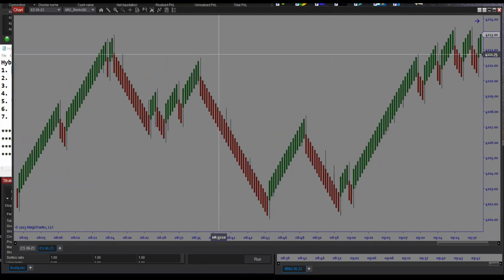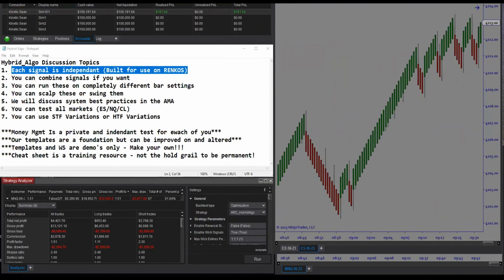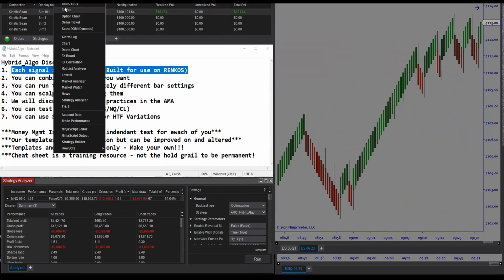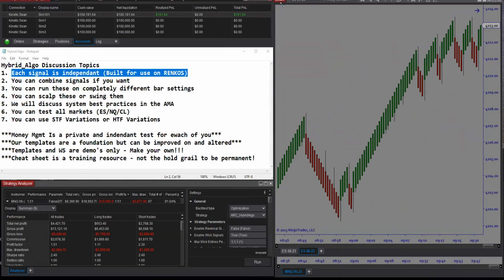If I wanted to take this setting, right, and I'm just going to use an example, and we're going to do some education today, right? We're going to do a little bit of testing today, strategy analyzer. Okay, we're going to do a few things here.